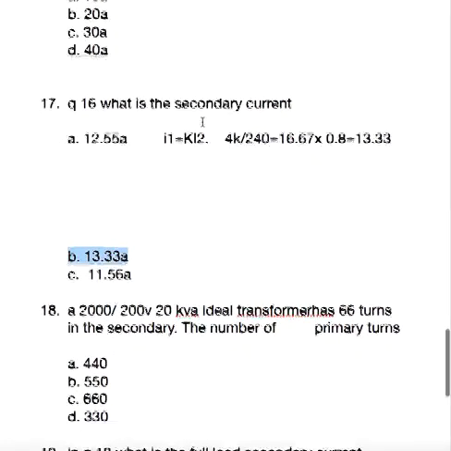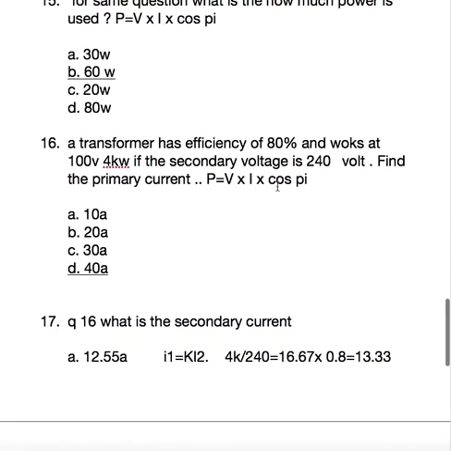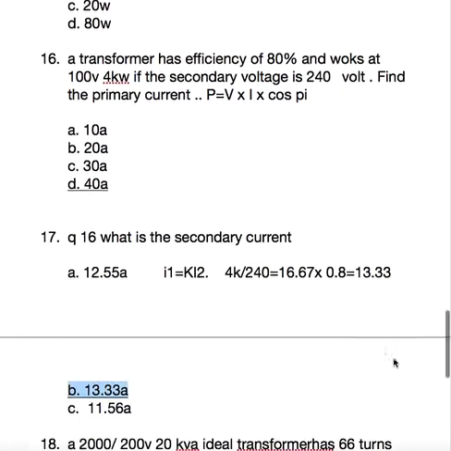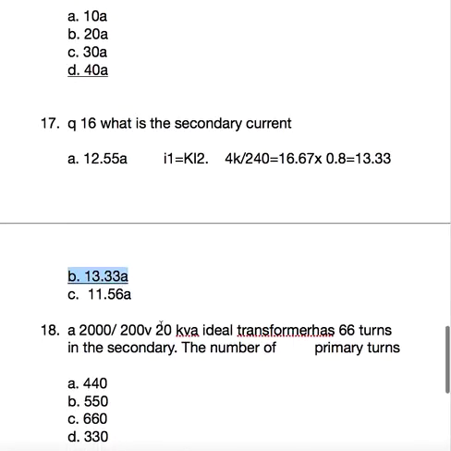The formula used is only this one, P is equal to VI cos phi. So remember, this is the main formula. From there we will find the value of I, where 4K is the power and 240 is the secondary voltage. Then we will get 16.67. Efficiency is given as 80%, so the secondary current will be 13.33 amps. So the answer is 13.33 amps.